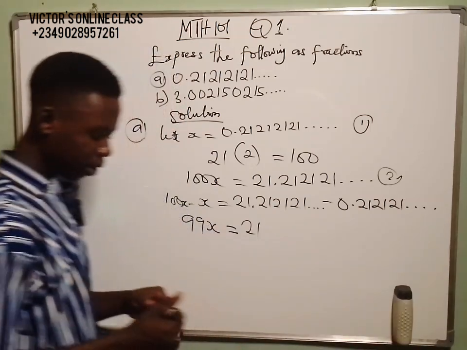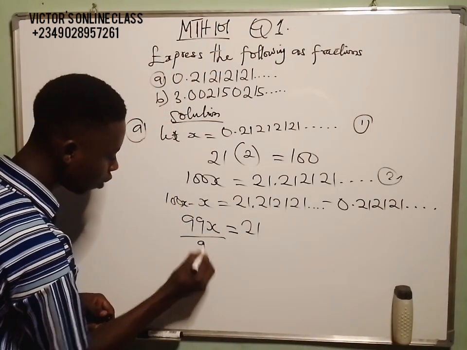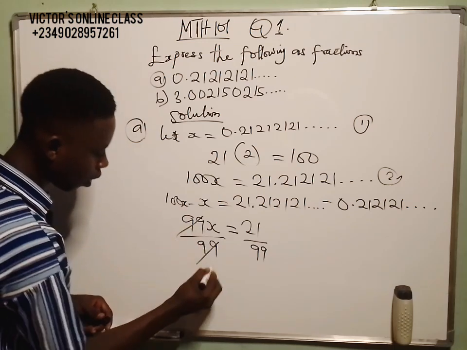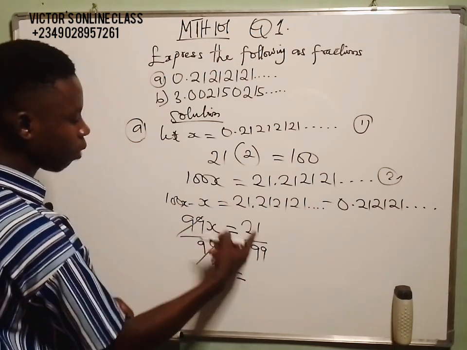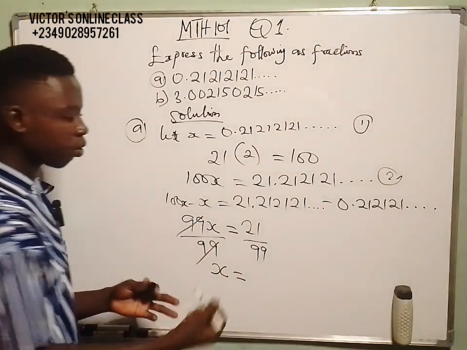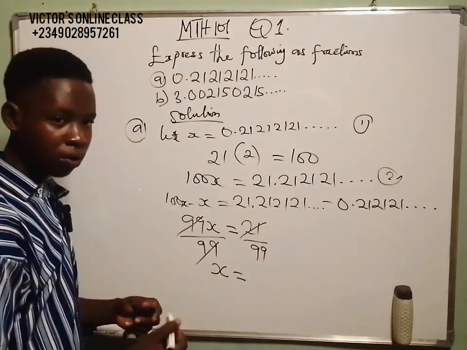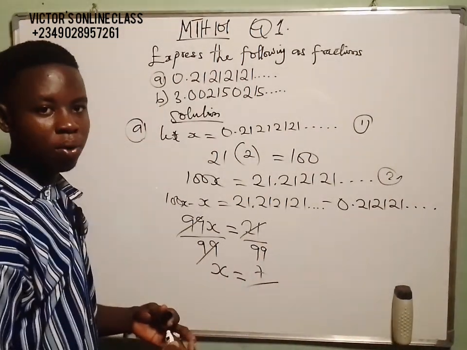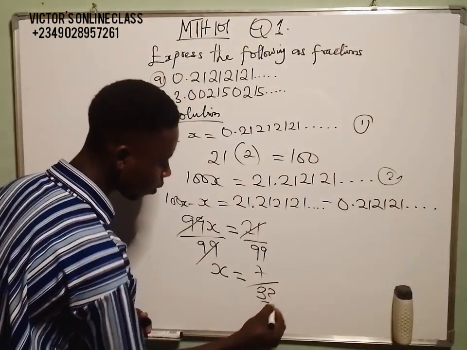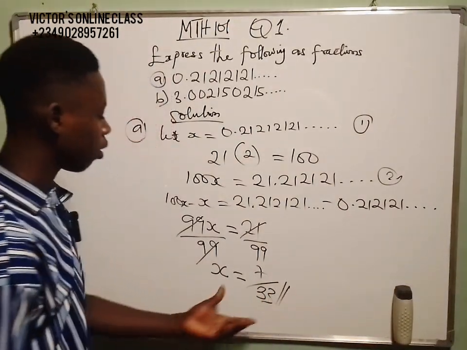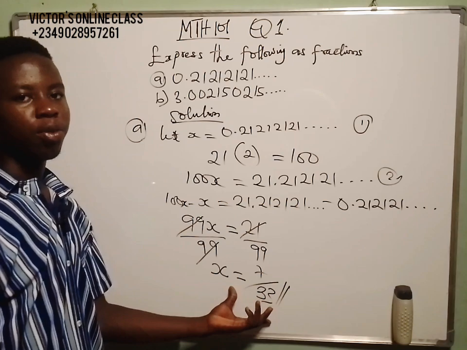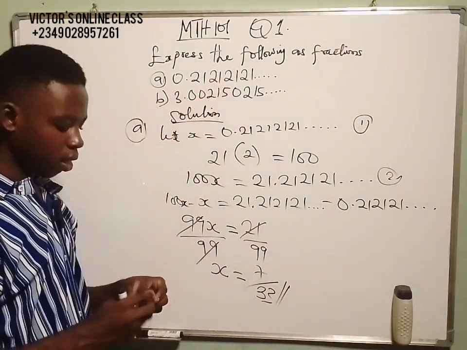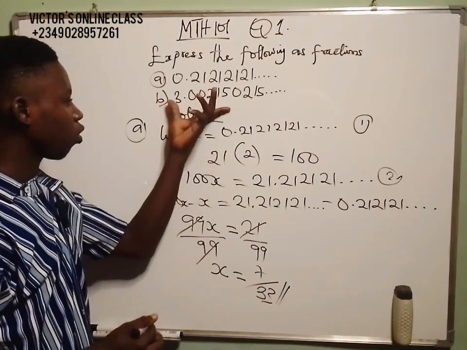Now, what is next? You have to divide here by the coefficient of x. And then your x turns out to be 21 divided by 99. What can go into both? 3. 21 divided by 3 will give us 7, and then 99 divided by 3 will give us 33. And then this is the fraction expression of this decimal for A.